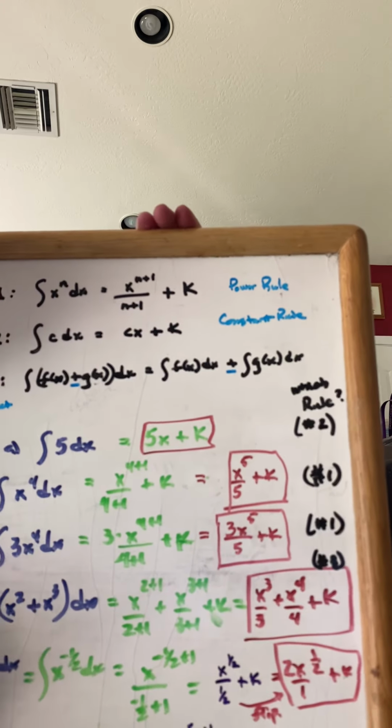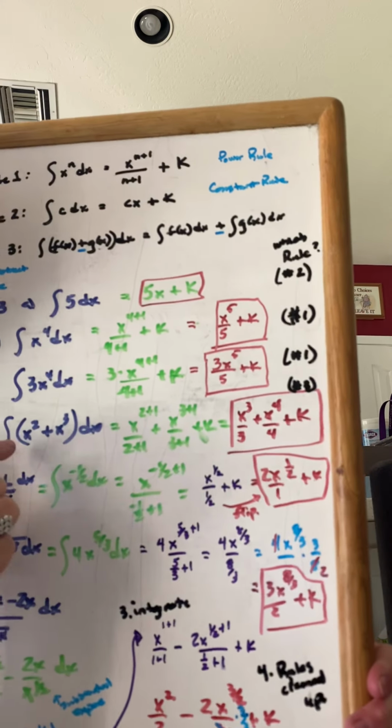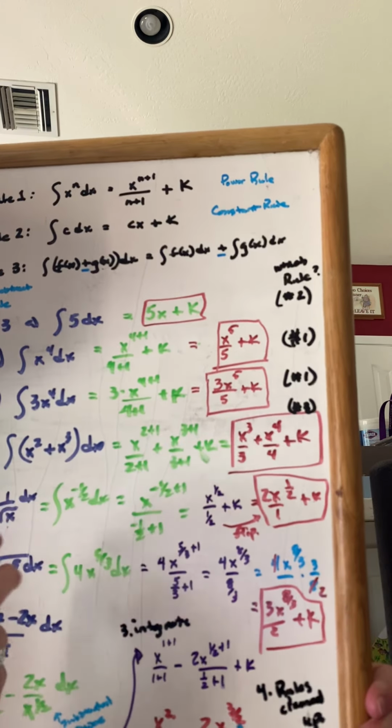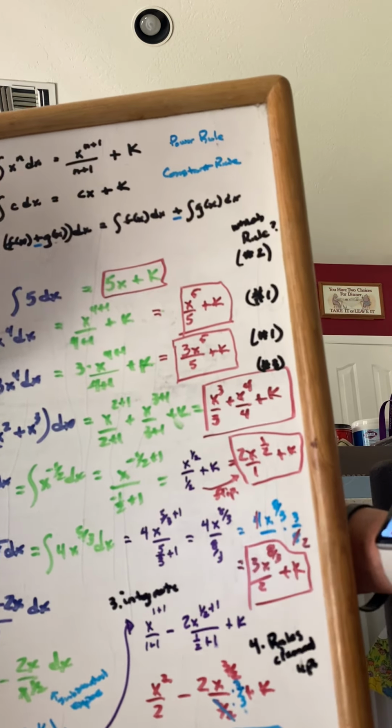All right, letter D. I don't know if you can see these, so I'm going to start handing them out. Integral of x squared plus x cubed dx. So you have 2 terms, so you just integrate each separately. So make sure you do each separately.